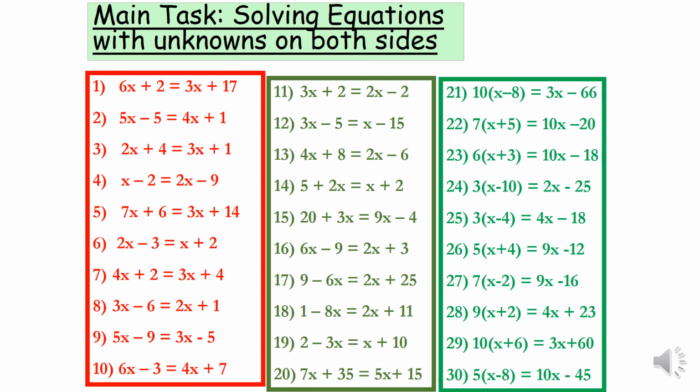Okay, what I want you to do is, if you're in set 4, I want you to do 7 questions from the red, do a couple of questions from the middle section and then go on to the green. If you're in set 3, I want you to do 3 questions from the red, 3 questions from the middle section and 3 questions from the green section. Upload your answers on class charts. Make sure you show the steps.